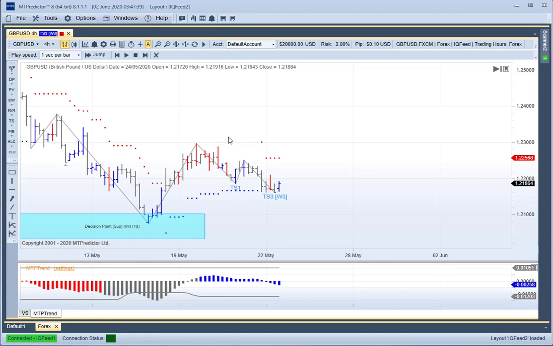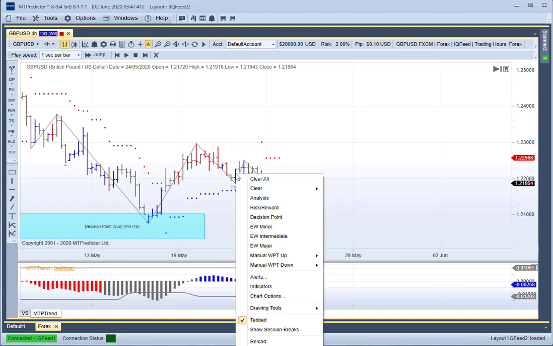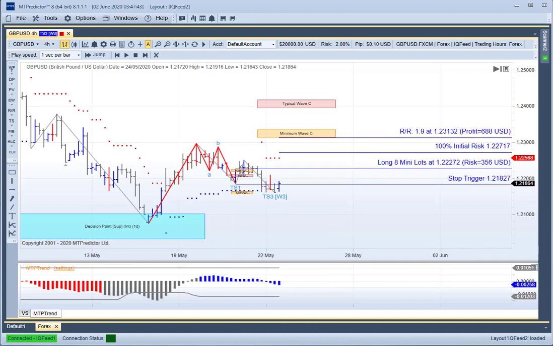There was a TS1 setup here, so if I right mouse click, do analysis, you can see that would have actually taken you into a long trade. Remember, our position sizing takes care of the number of lots in this case, or shares or contracts if you're trading other markets, to keep your initial risk small and under control. As I discussed in our training webinar, at a risk reward of less than 2 at our first target, this probably wouldn't have been an ideal trade setup to take.